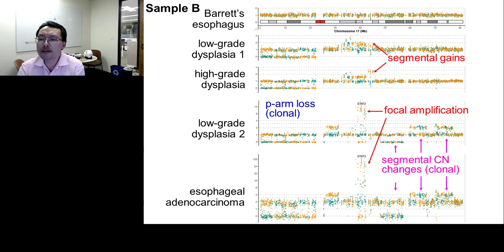So what this model suggests is that even though we generally think of high-grade or invasive disease as the sample with the most copy number alterations or with the highest level of genome instability, in fact, even in some of the early stage lesions, such events are already happening.